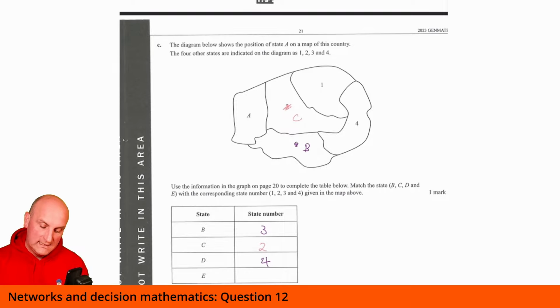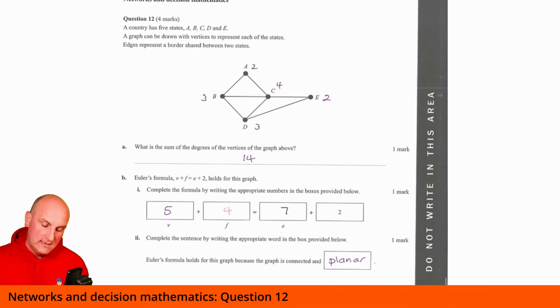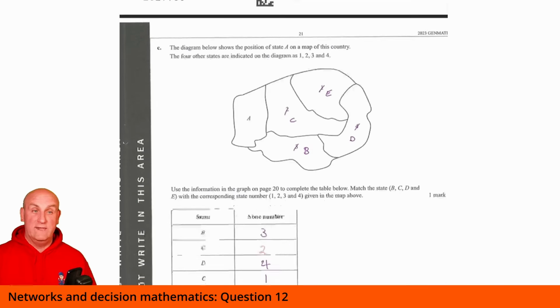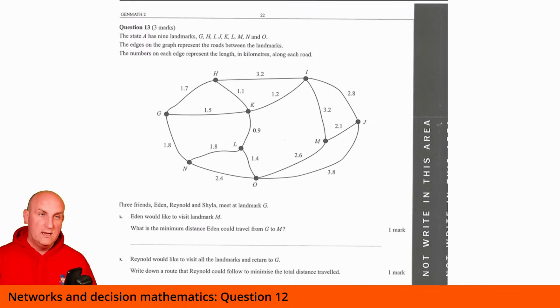E. Where is E? E has to be 1. Right, so E has to be 1. So let me see, C was 2. B was 3. D was 4. And we reckon E was 1. So is E bordered by C and D? It absolutely is. Now, I probably made a real meal of that. There's probably someone sitting there crying at the screen, but that's okay. It doesn't matter. Here we go.